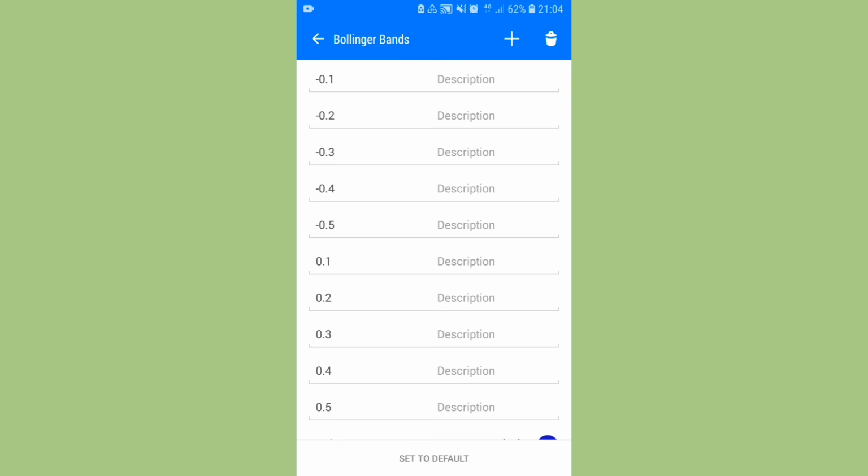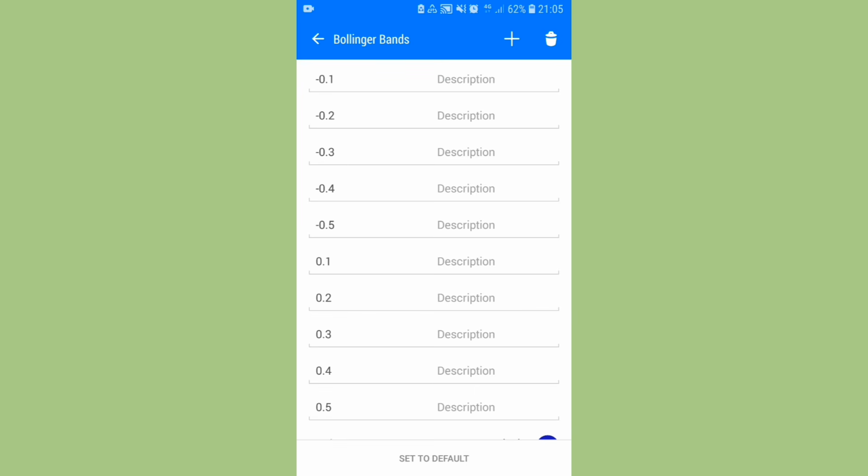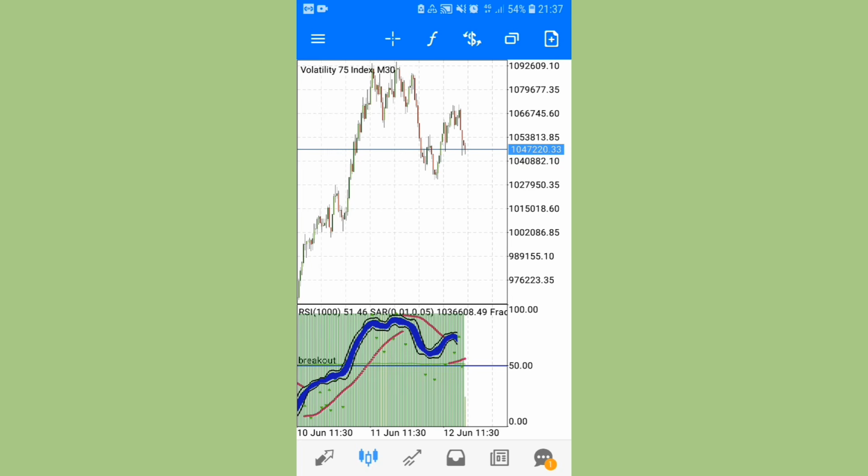For the levels, we go from -0.1 to +0.5 in ascending order: -0.1, -0.2, -0.3, -0.4, -0.5, then positive 0.1, 0.2, 0.3, 0.4, 0.5, and the style is 4 pixel and the color is blue. This is how your screen is supposed to look if you have correctly applied the settings of this strategy as per the video instructions.